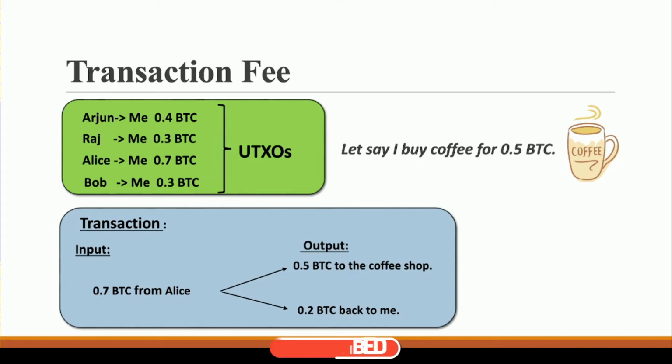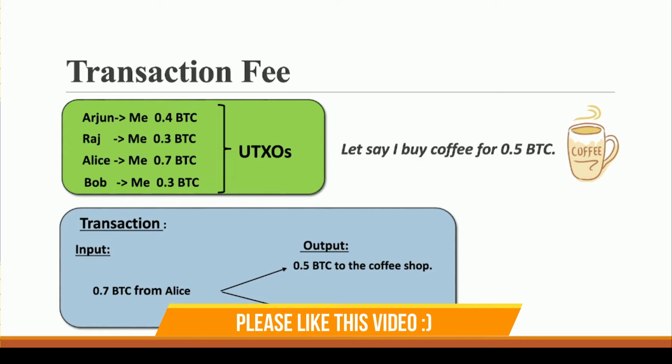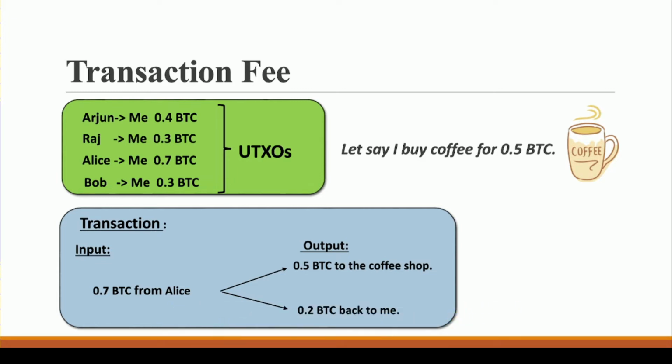Now, in this example that we have discussed in our previous video, these were our available UTXOs. Like someone has done some payment, and these were the available UTXOs in our wallet. Now, once we do this payment for the coffee, one of the UTXOs will be selected from this given set of UTXOs. And let's say in this case, we have selected the 0.7 Bitcoin from Alice UTXO.